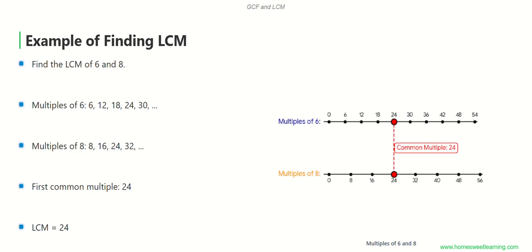Alright, so we list multiples of 6 and multiples of 8. Then we look for the first number they both share. We see 24 shows up in both lists. There are other common ones like 48, but we don't care about those because we want the smallest one. So the LCM is 24.